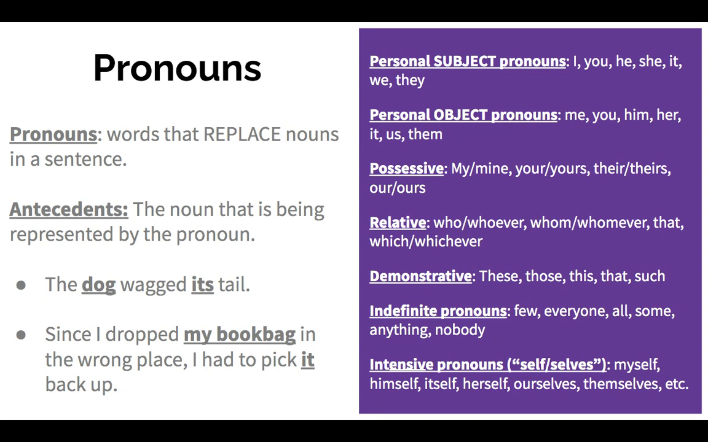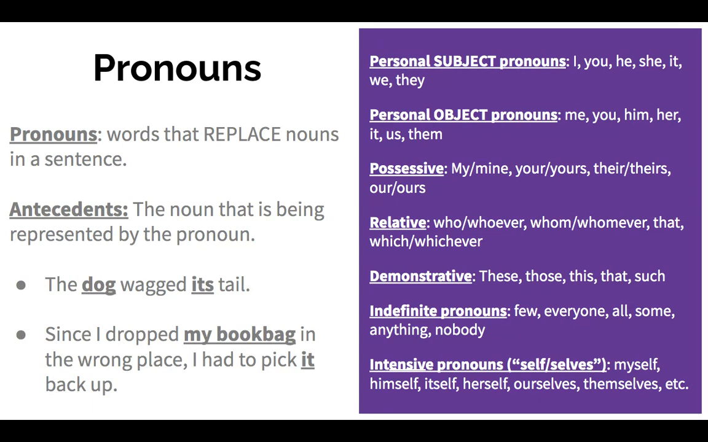All right. Then you have personal object pronouns. Objects are the things in sentences that are receiving the action. They're not doing the action. They're receiving the action. So you can't say me plays. You can, however, say she plays with me. Okay, because you're receiving the action of being played with. All right, so you have me, you, him, her, it, us, and them.